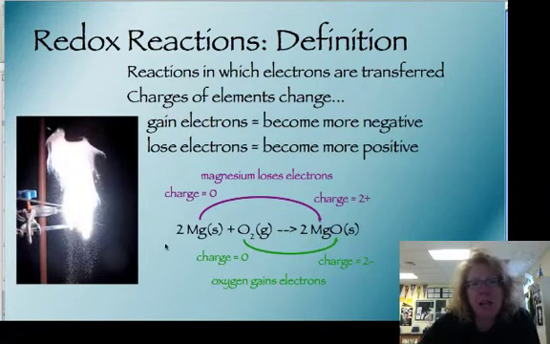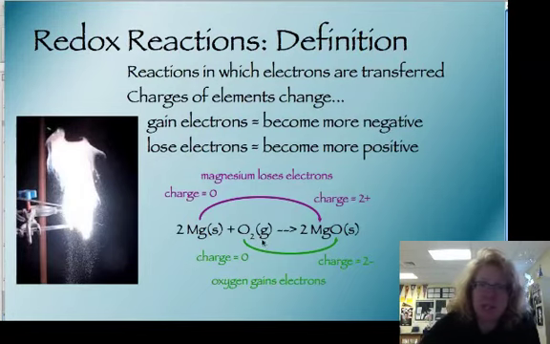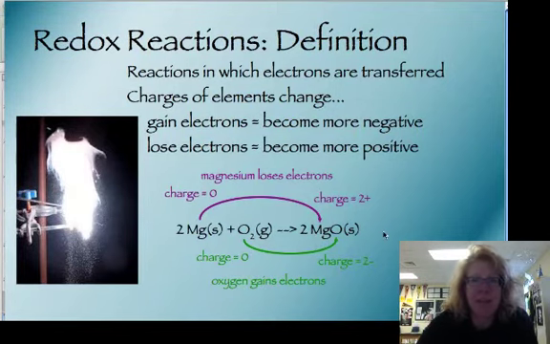Basic rule number one: if it's an element, its charge is equal to zero. So magnesium is equal to zero, and oxygen, even though it's O2, but oxygen as a gas, anything that's an element, its charge is zero. And then when we take a look at the other side here, we can see that this is now an ionic compound, magnesium oxide. It's the beautiful reaction that's pictured there. We've burned it in lab before. You know how bright that gets.